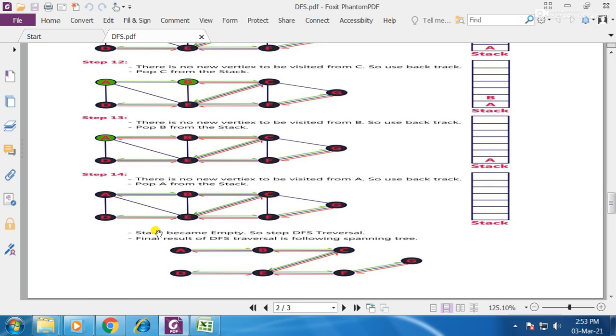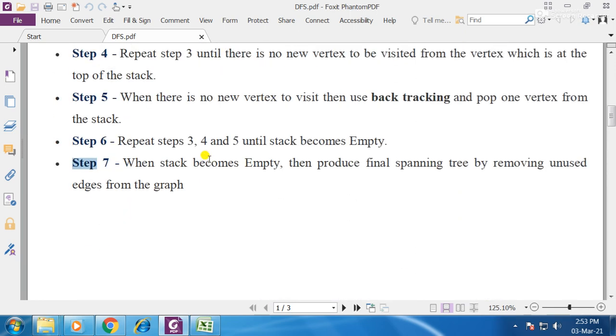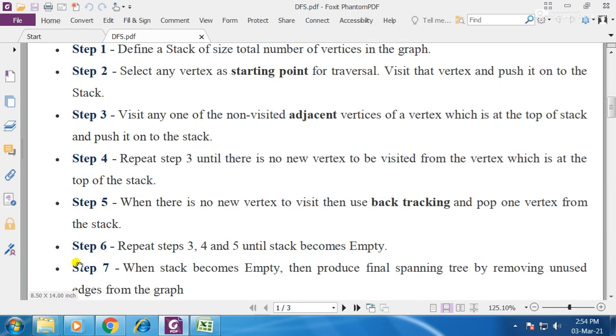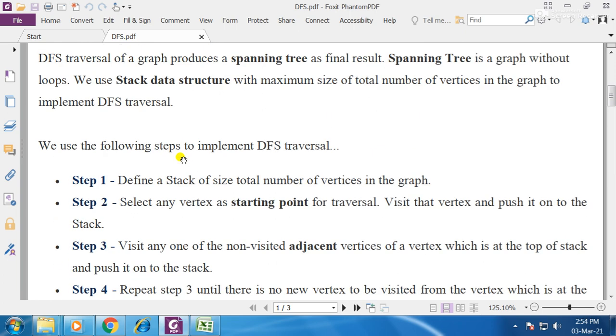So in this way the stack data structure is used, and the total number of steps followed for implementation of this particular algorithm is 7. So in this way, this algorithm works.